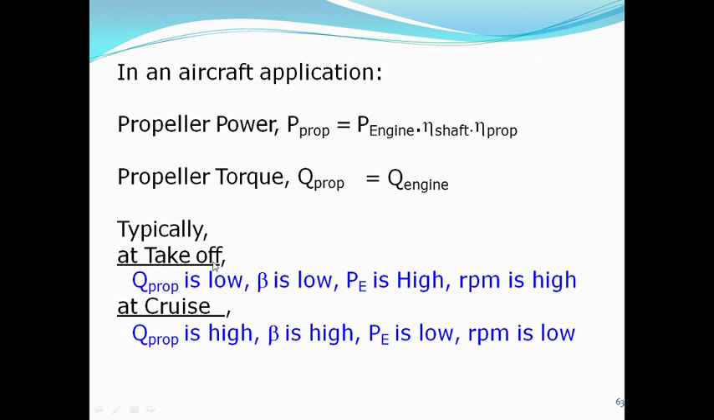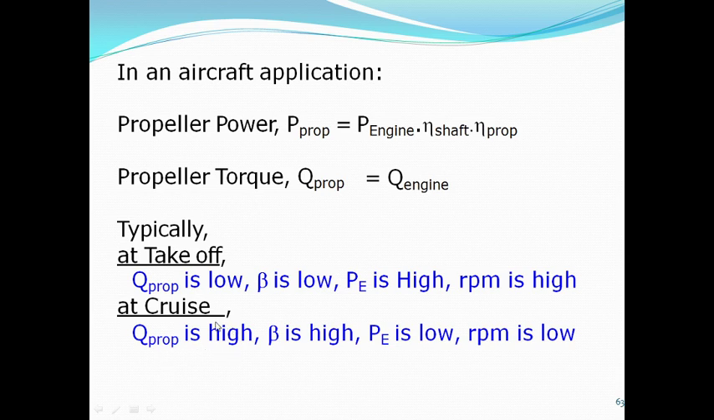During the takeoff, our torque requirement is low, but we go for a high power requirement. To get that high power, we will go for high RPM. Your propeller will rotate at a very high RPM during the takeoff. Compared to the takeoff, cruise conditions are low RPM and the engine power requirement is low, but torque is high.